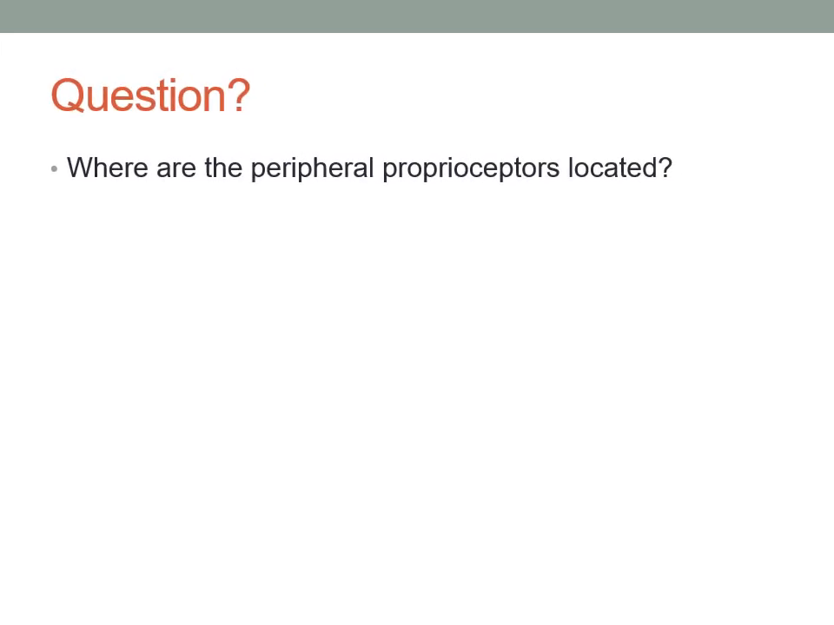Where are the peripheral proprioceptors located? They're in the muscles, tendons, and joints. And remember that they respond to people running. That's why they think that when you run, you have an increased respiratory rate.